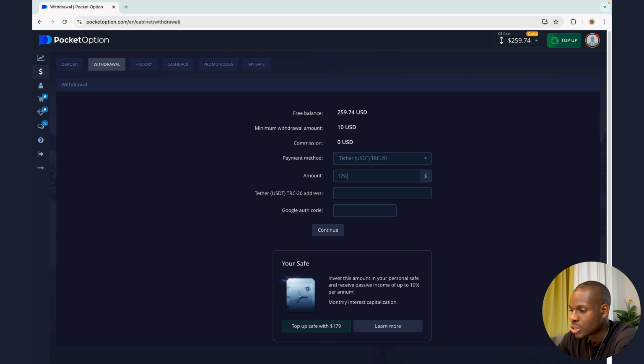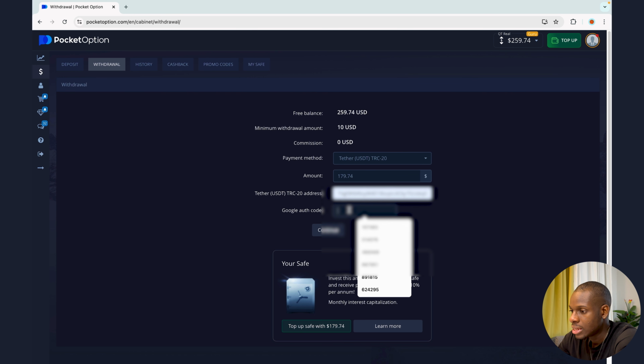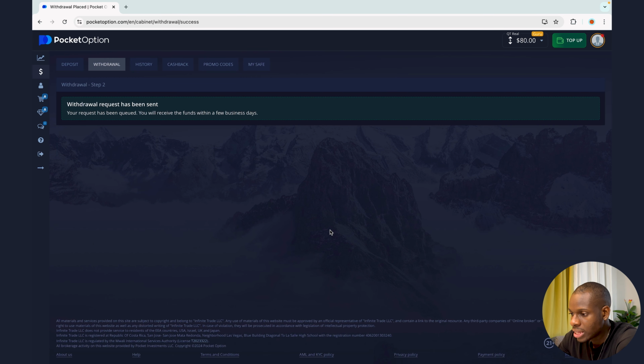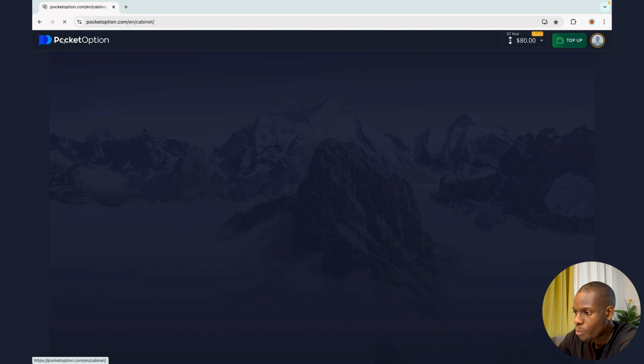Sweet, guys. So we ended up with $179 in profit, guys. That's what we have in profit. I'm gonna leave the rest in my balance just so that I can keep on trading for later. But for today's session, we are pretty much good to go.